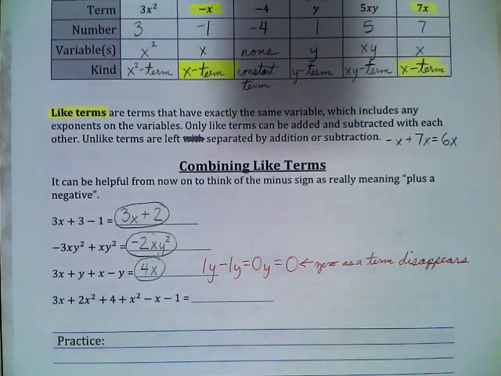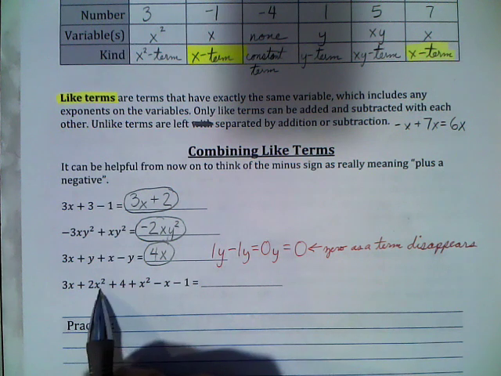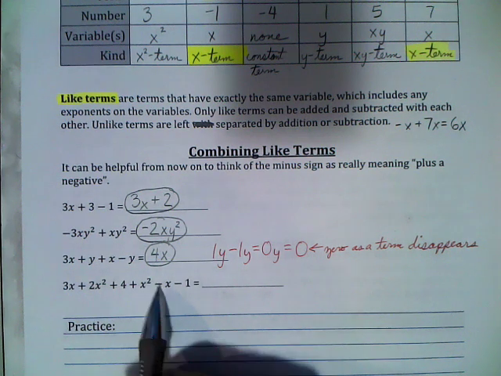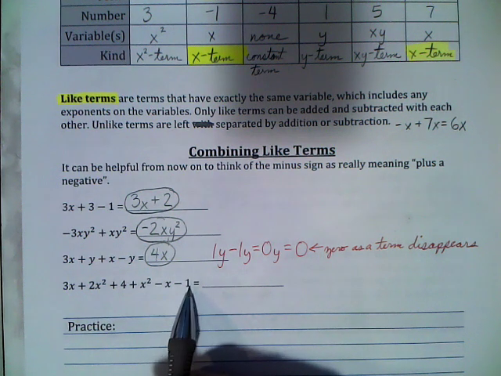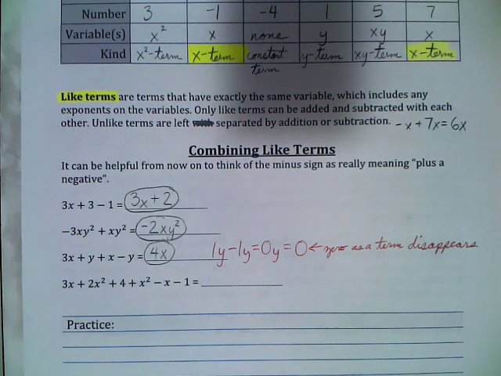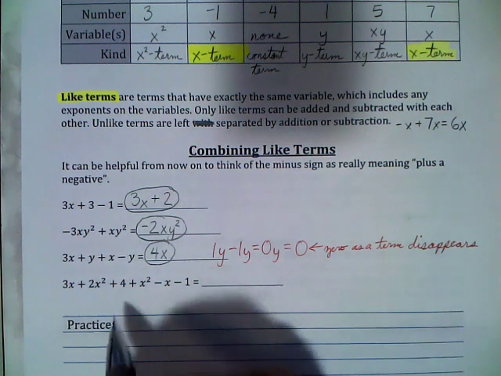All right, last one. I have an x term. I have an x squared term. No variable means this is a constant term. An x squared term, an x term, and another constant term. So I'm going to actually put these in order a little bit. I'm going to start with the highest exponent, so I'm going to start with the square. So I'm going to put my x squareds together.